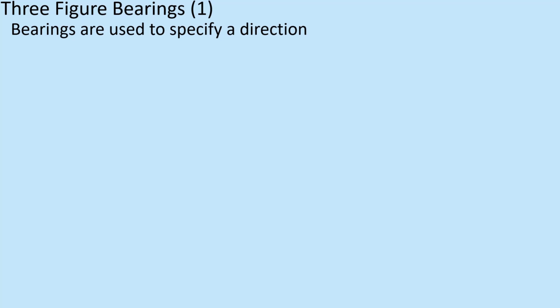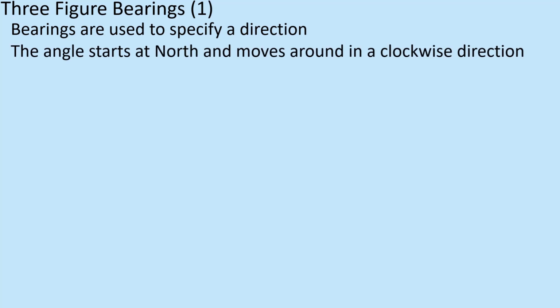Bearings are used specifically to tell someone what direction they are going in. The reason we choose a bearing is that it doesn't matter where you are or what situation you are currently in, a bearing is about north. As soon as I say the word bearing, realise that it's in relation to north, and that will give anybody, anywhere, a clear idea of the direction you are going. The angle starts at north and moves around in a clockwise direction. That is quite important, the fact it's from north, clockwise.